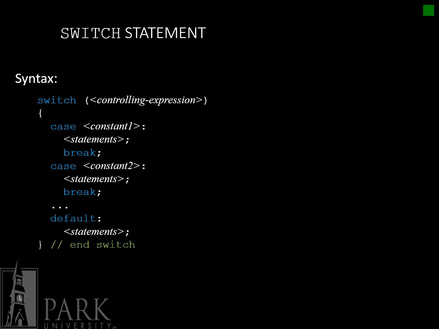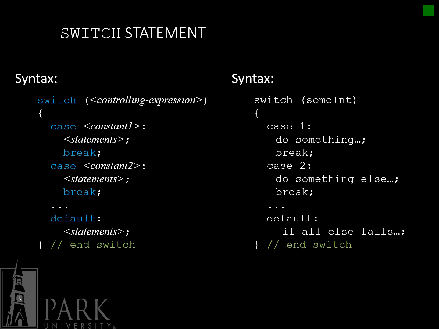So how does a switch statement work? Well, the program simply jumps to the case constant that matches the controlling expression's value, or it jumps to the default label if there are no matches, and executes all subsequent statements until reaching a break. So let's take a look at this in a side-by-side example.